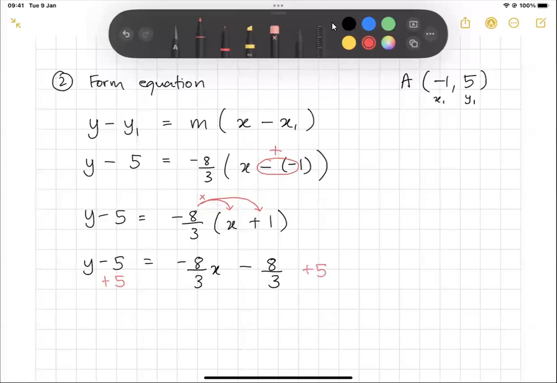Okay, once I have added to both sides, I'm now just going to put it into my calculator. So this 5 and 5 is going to cancel out. And I'm going to have y equals -8/3 x, and I'm going to put into the calculator -8/3 plus 5. And it should give me +7/3. And that should be my equation.